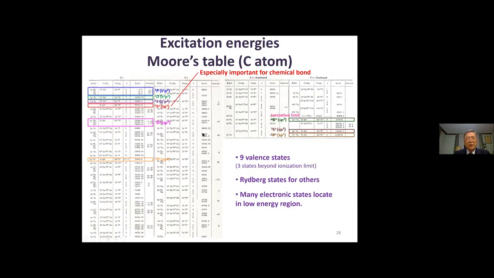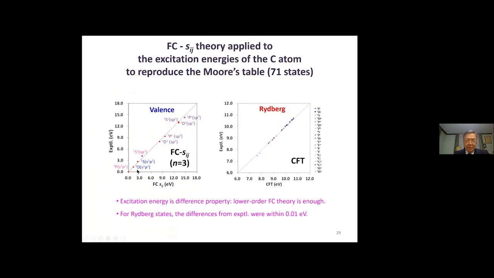And here we try to reproduce more stably using free component Sij theory. For valence excitation, we could get a rather good result. Because excitation energy is a difference energy, even Sij theory can give a rather accurate result. For Rydberg excitation, we could get quite accurate results within 0.01 electron volts accuracy. This is a quite nice result.